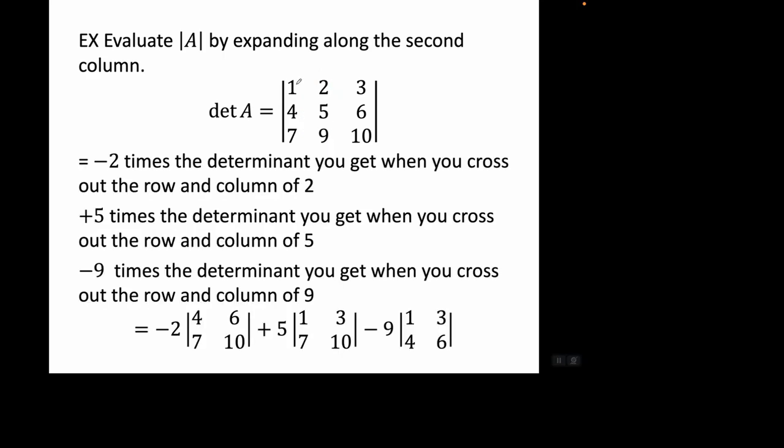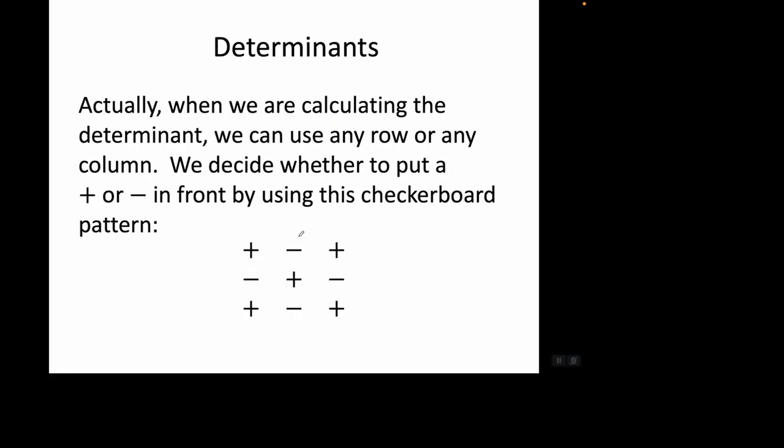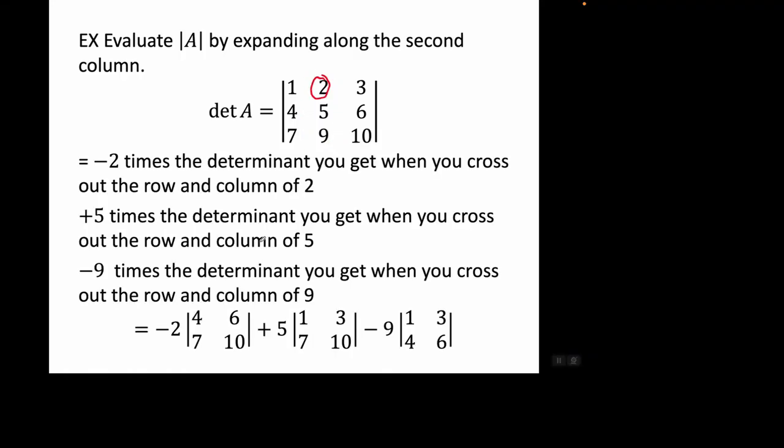We're going to get negative 2. You might ask, why is it negative? Well, it's the checkerboard pattern. Negative 2. So it's negative 2 times the determinant you get when you cross the row and column of 2. We saw that earlier. That's just going to be 4, 6, 7, 10.